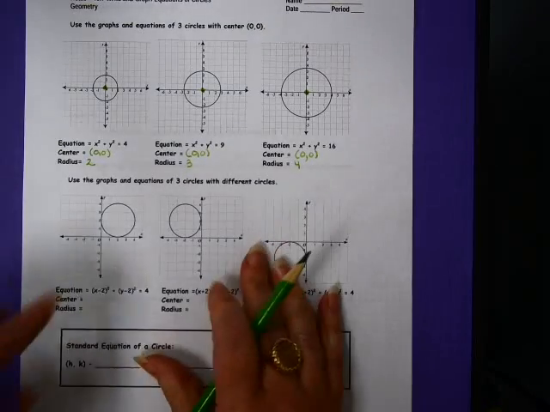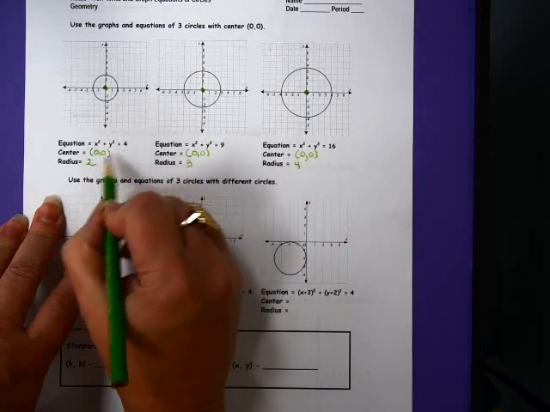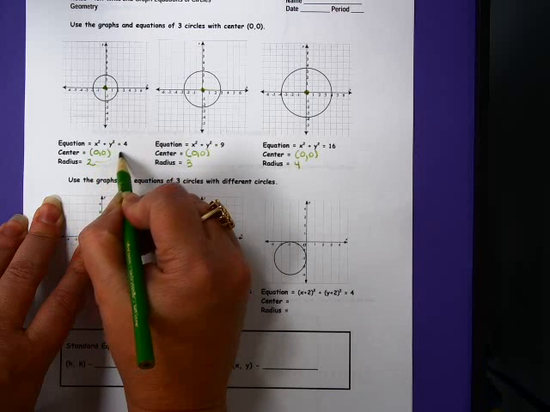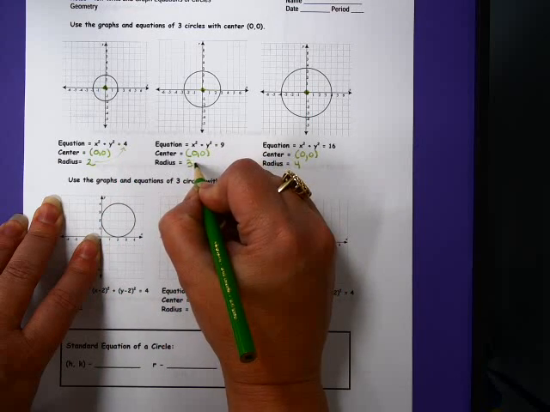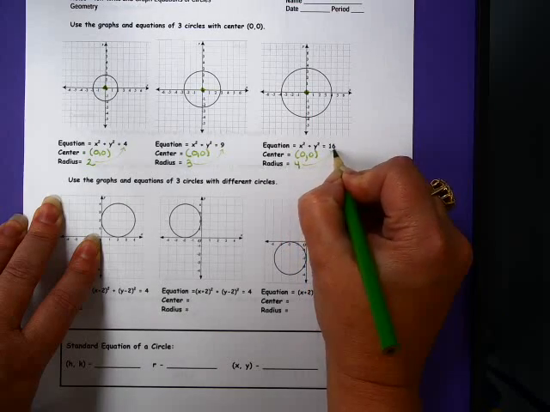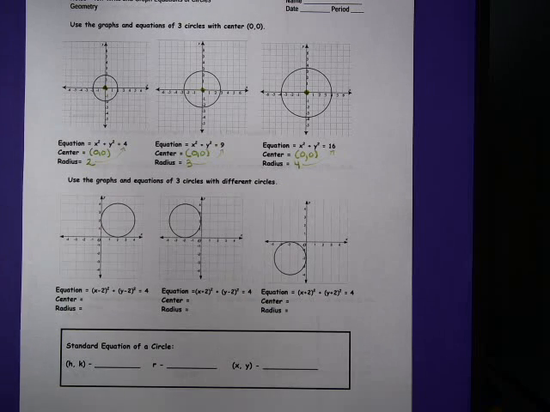Now, what I want you to do is take a look at the equation, and what you can tell right away is that the radius, if you square it, is going to equal the number on the end. 3 squared is 9, 4 squared is 16. So that starts to formulate some of the information that we're going to need for our standard equation of a circle. So now, what happens when we shift the circles to different locations on the graph?